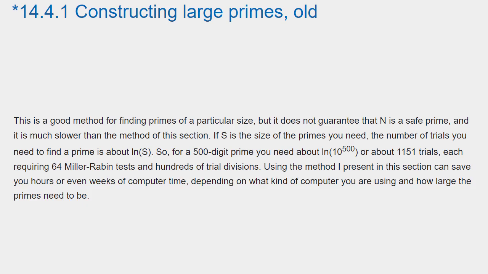If S is the size of the primes you need, the number of trials you need to find a prime is about ln of S. So, for a 500-digit prime, you need about ln of 10 to the power 500, or about 1,151 trials, each requiring 64 Miller-Rabin tests and hundreds of trial divisions. Using the method I present in this section can save you hours or even weeks of computer time, depending on what kind of computer you are using and how large the primes need to be.